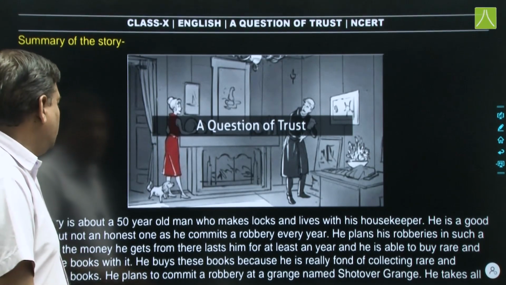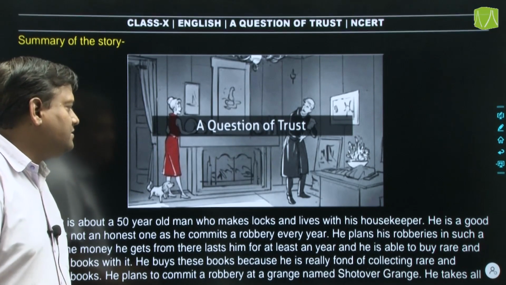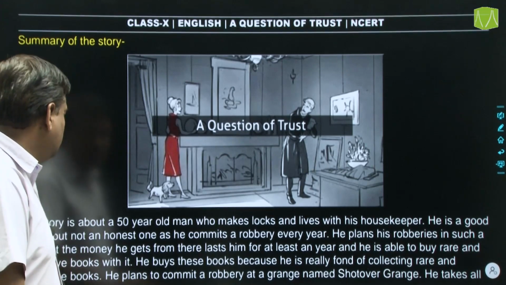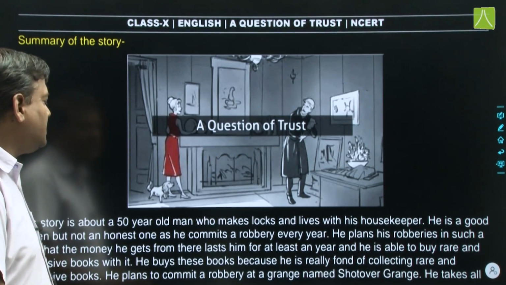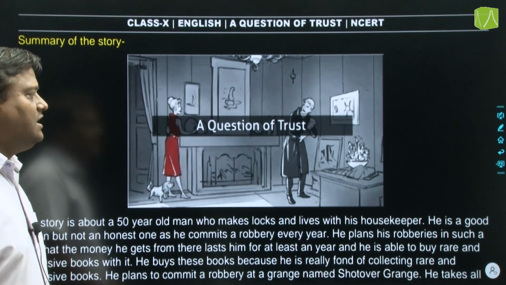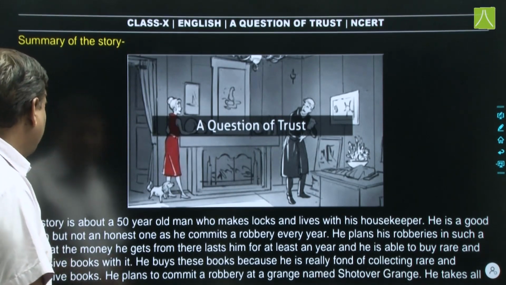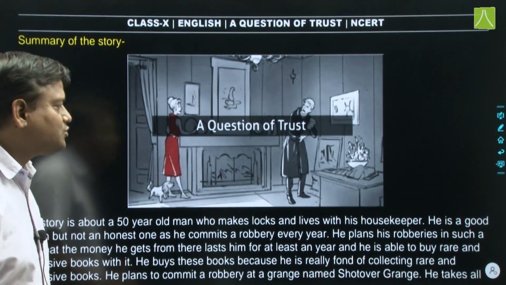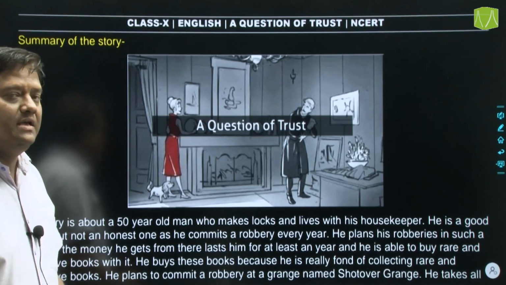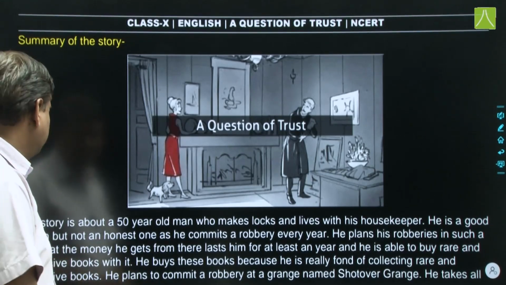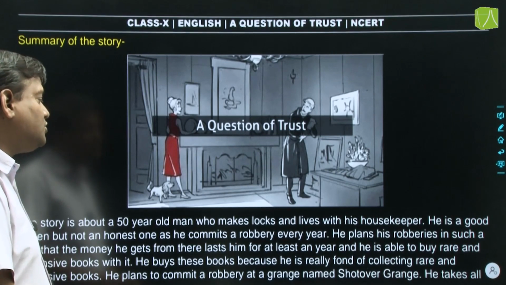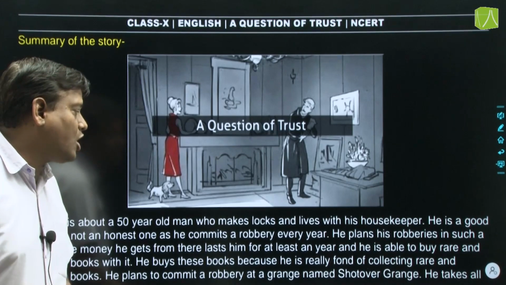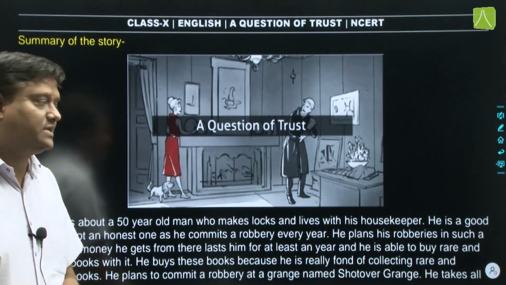So, the story is about a 50-year-old man, Horace Danby, who makes locks and lives with his housekeepers. He is a good citizen but not an honest one, as he commits a robbery every year. He plans his robberies in such a way that the money he gets lasts him for at least a year, and he is able to buy rare and expensive books with it. He buys these books because he is really fond of collecting rare and expensive books. He plans to commit a robbery at a grange named Shotover Grange.